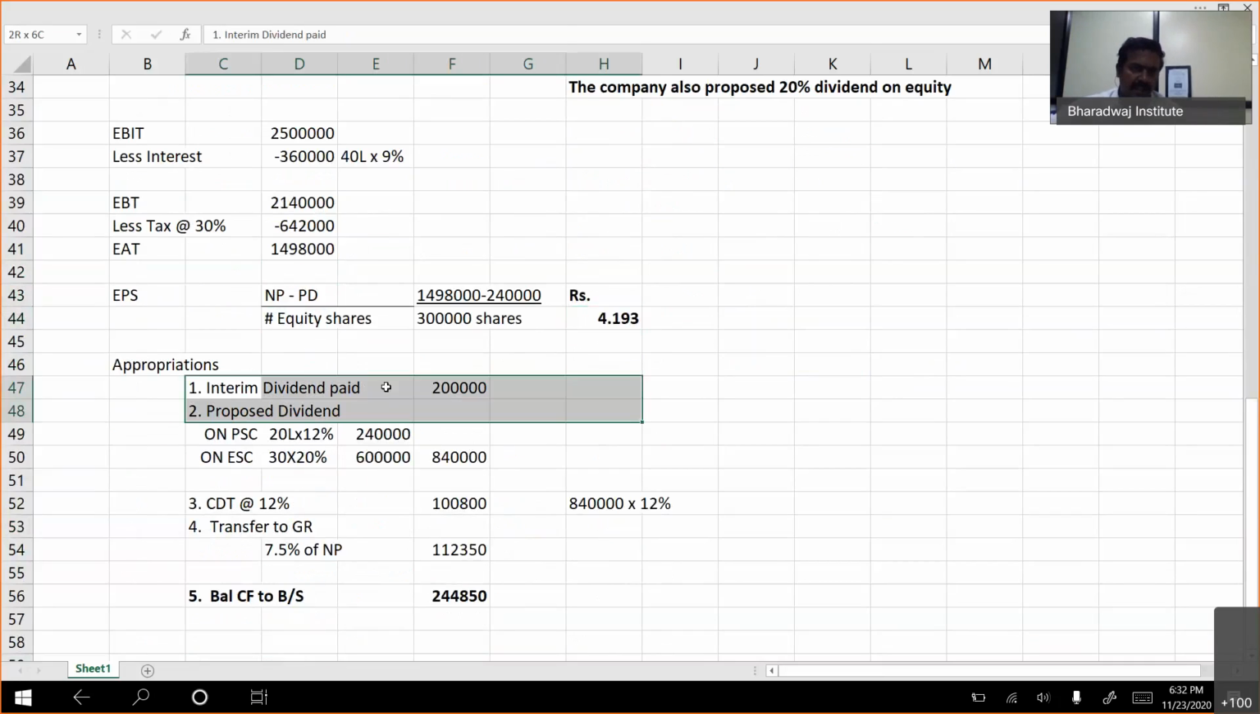Then appropriation, interim dividend paid. I will share the recording. If you have joined late, I will share the recording.